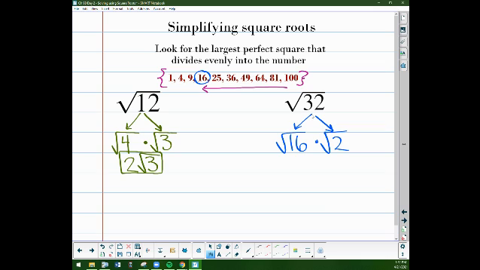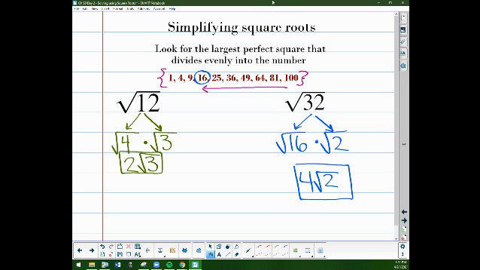All right, so I find the largest perfect square, and then I break it apart into those two pieces. And remember, I specifically chose the square root of 16 because I know the square root of 16 is 4. And then the square root of 2, I can't simplify any further, so that's just going to stay square root of 2. And now I have rewritten that in simplest form.